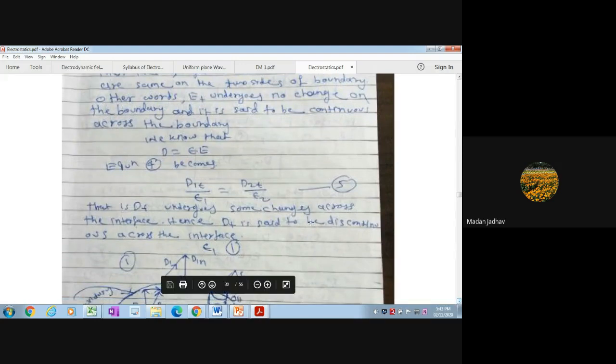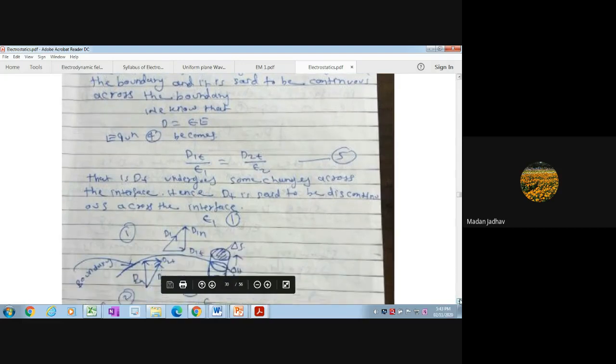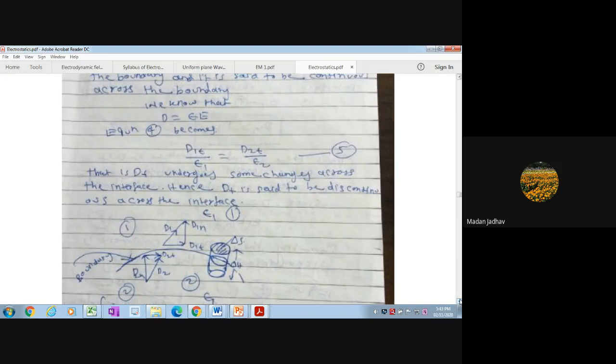Okay, and you can find the tangential component of electric flux density, D2t is equal to epsilon 2 divided by epsilon 1 into D1t. If you know D1t, you can find D2t. Sometimes objective type questions may be there to find the electric flux density in medium 2, and then we have to use this equation to find D2t.